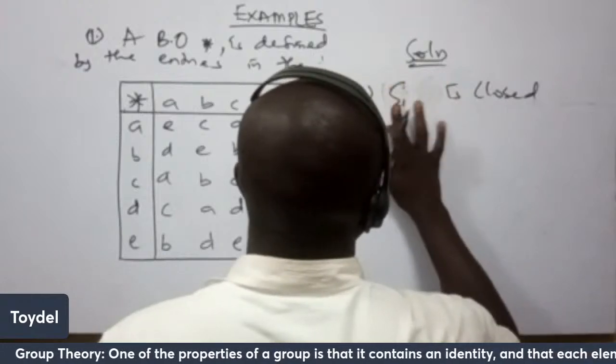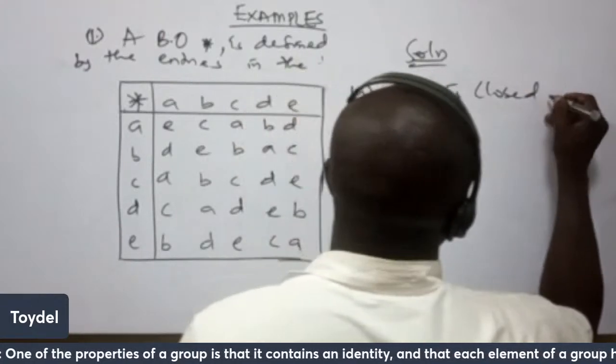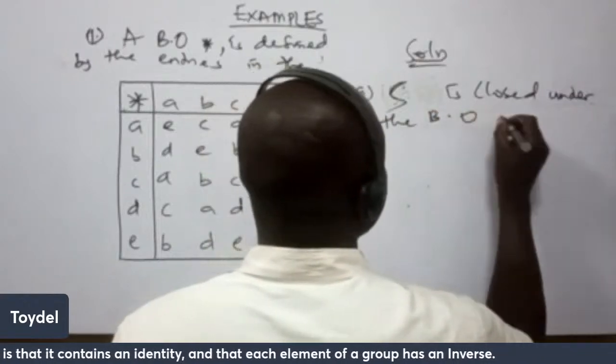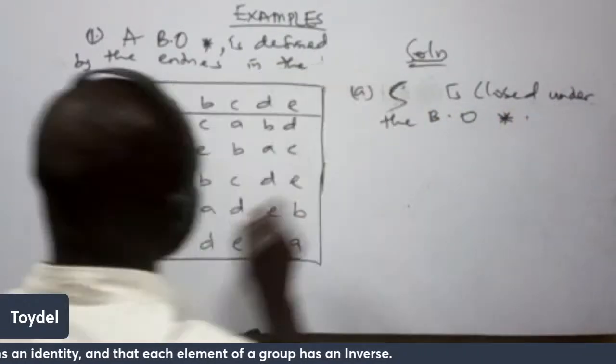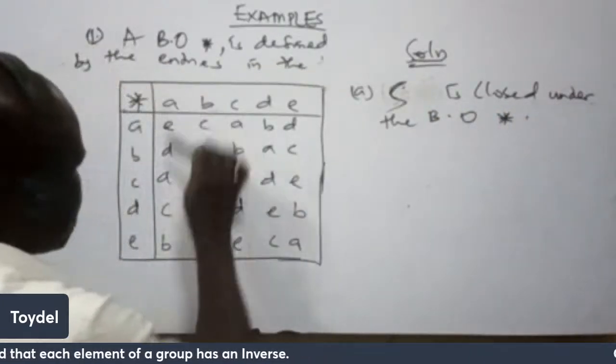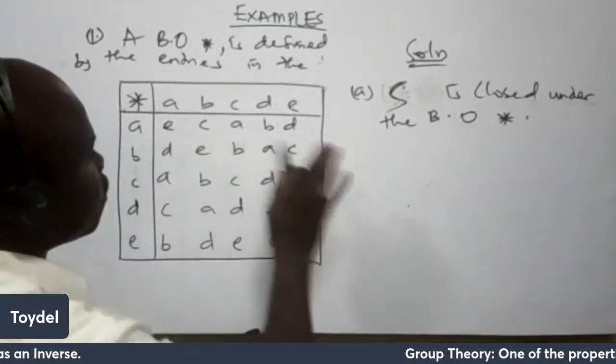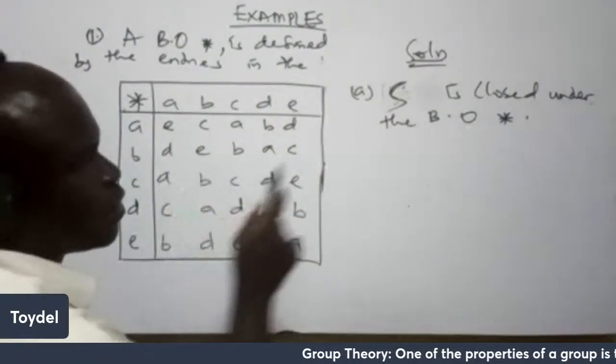Or I can say S is closed under the binary operation asterisk. It is closed. Why is it closed? If you check all the vertical and horizontal entries here, they all consist of the 5 elements that we have in X. So it is closed.